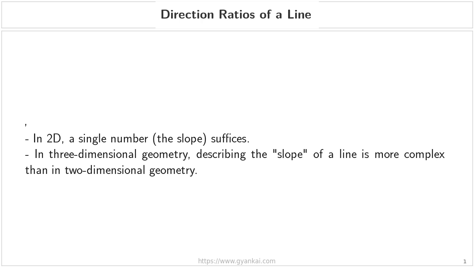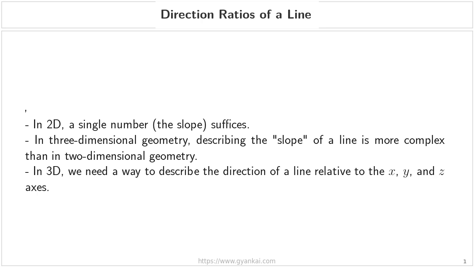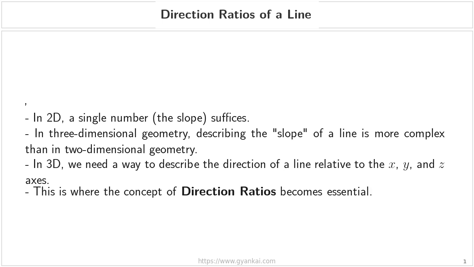However, as we move into the third dimension, things become a bit more complex. In a three-dimensional space, a single number is no longer enough to capture the orientation of a line. We need a more comprehensive way to describe the direction of a line in relation to all three axes, the x, the y, and the z axes. To solve this problem, we introduce a concept called direction ratios. As we move through the next few slides, you will see how these ratios allow us to precisely define a line's path in 3D space using vectors.